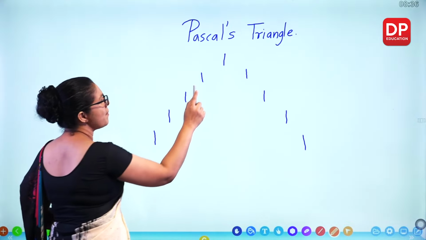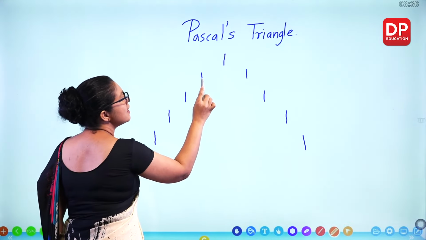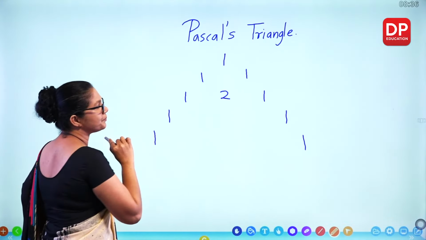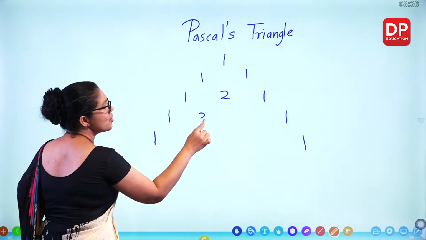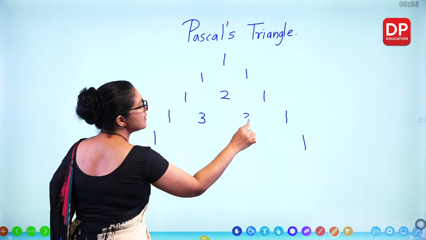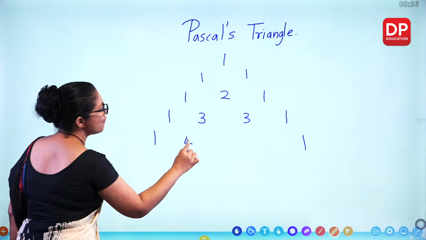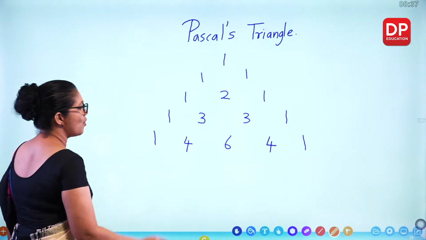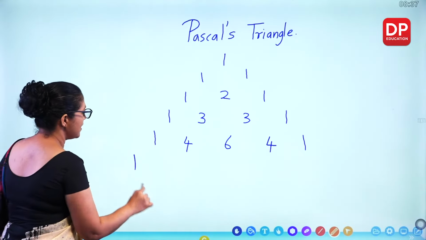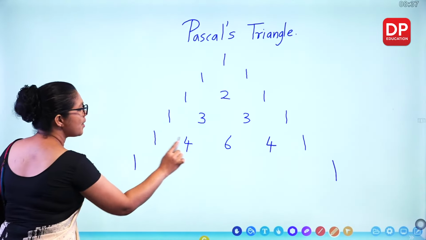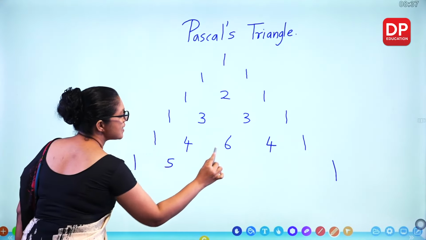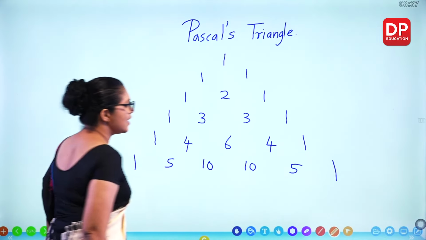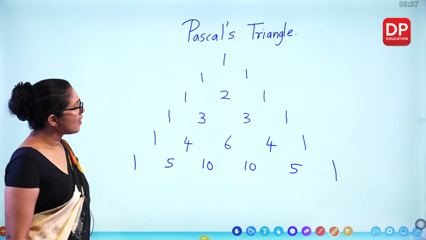So here, starting from here, so this is 1, 1, and this number, it comes like adding the two numbers. 1 plus 1, you get 2. Then here 1 plus 2, you get 3. 2 plus 1, you get 3 here. 1 plus 3, you get 4. 3 plus 3, you get 6. 3 plus 1, you get 4. Now if you want another line, we can expand this. 1 plus 4, you get 5. 4 plus 6, you get 10. 6 plus 4 again 10. 4 plus 1, 5. Now look at these numbers. What can you see?